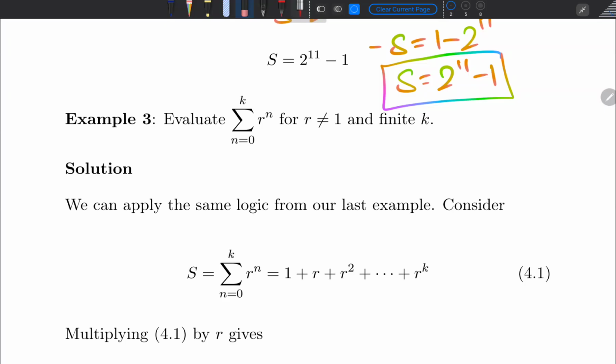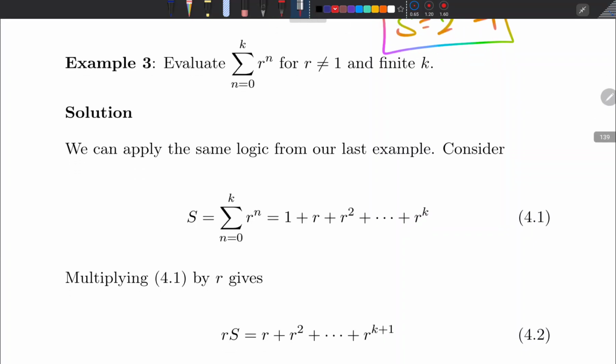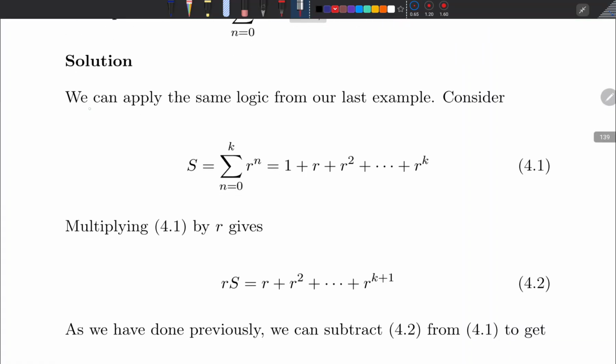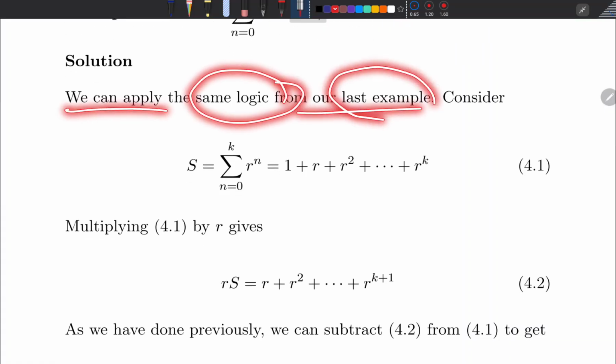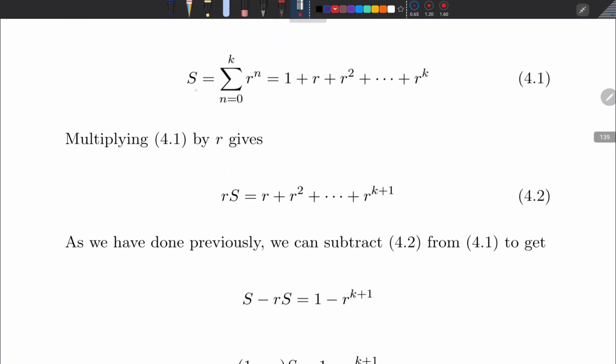Okay, and now let's talk about a general finite geometric sum. After looking at this, you can just think about it. It's the sum as n goes from 0 to k of r to the n, for r not equal to 1, and k is finite. So we can apply the same logic from our last example. Let's just try this out.